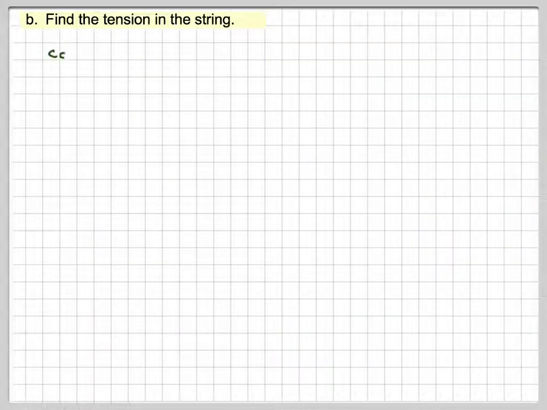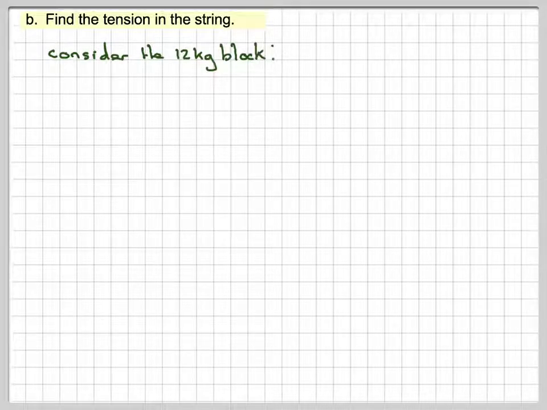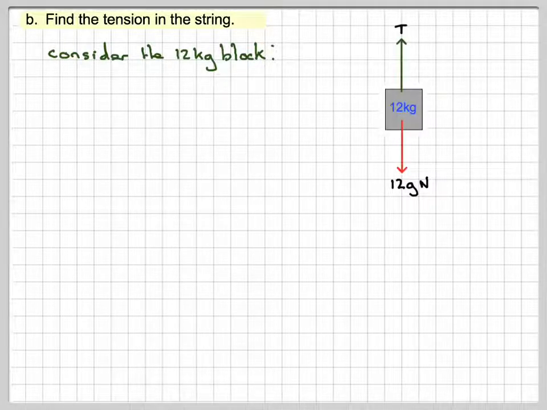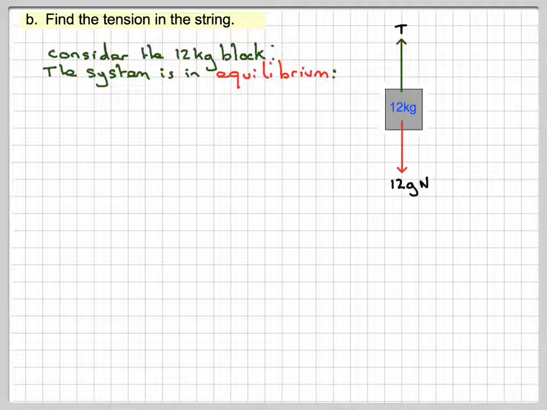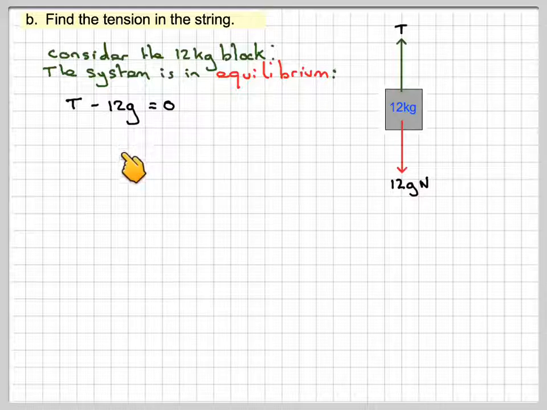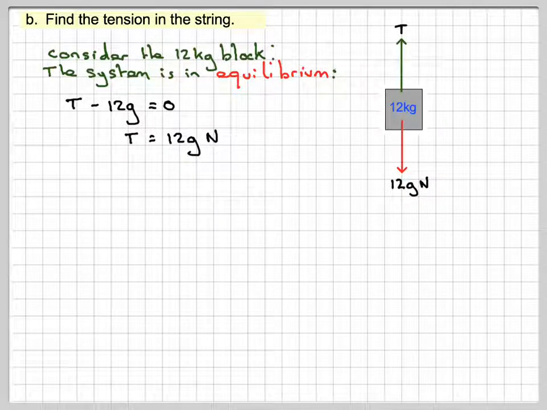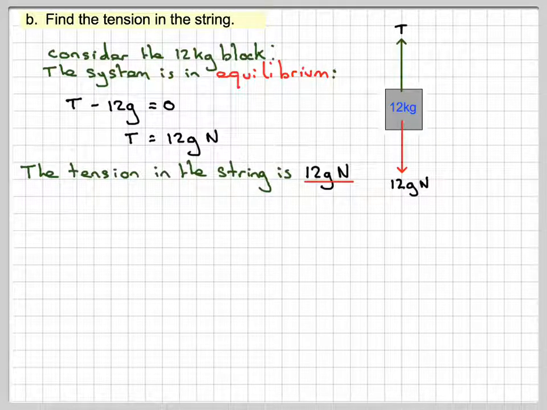So find the tension in the string. If we take the 12 kilogram block, then we'll just draw that again. So we've got 12G acting downwards, a T acting up. The system is in equilibrium, i.e. it's either stationary or has a constant velocity. It's more likely to be at rest or balanced. Then T minus 12G is going to be equal to 0, and therefore T will be equal to 12G newtons. So the tension in the string is 12G newtons.